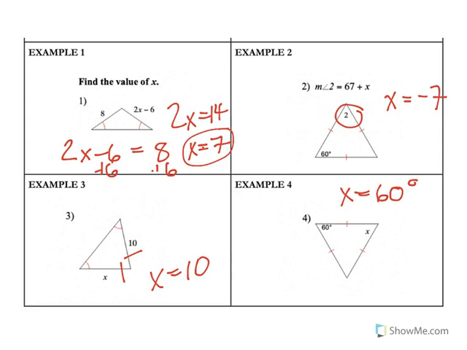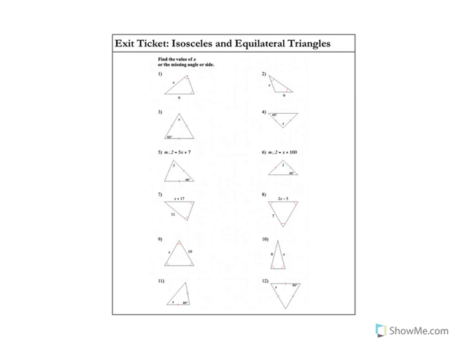Isosceles and equilateral make a lot of sense. You've probably seen and heard of them before, and all we're doing now is using their qualities to solve some problems. So I think you might be able to breeze through this one pretty fast. Go ahead and tackle that exit ticket. Good luck.